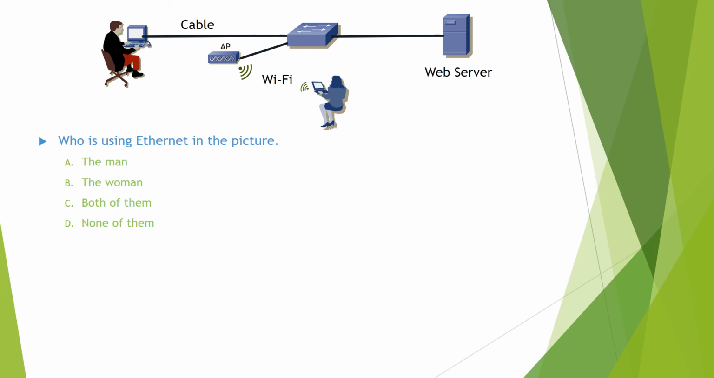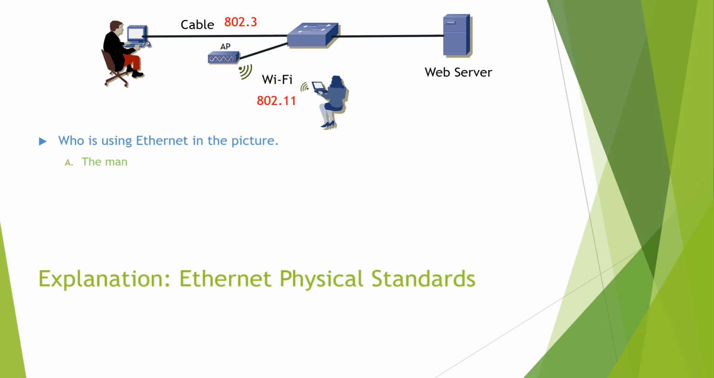Who is using Ethernet in the picture? To answer this question, we need to remember Ethernet using the standard 802.3 for the physical cable, but wireless LAN using the standard 802.11. So the answer for this question is A, the MAN. You can find the detailed explanation for this question in the video, Ethernet Physical Standards.